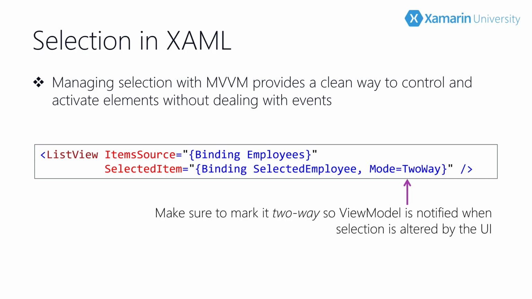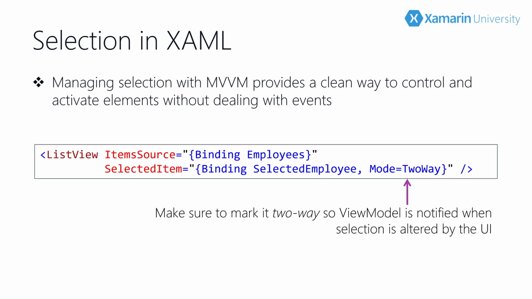So here on the screen, we're using a list view to display our collection of employees, and that's exposed from the view model through an employees property. We then can add another public property on the view model named SelectedEmployee and data bind the list view's SelectedItem property with a two-way binding.